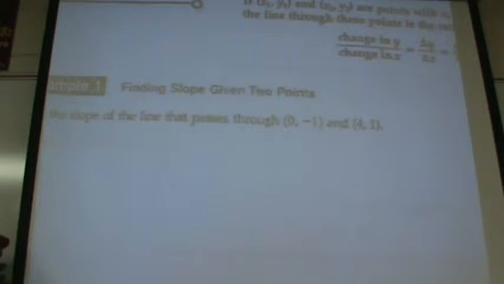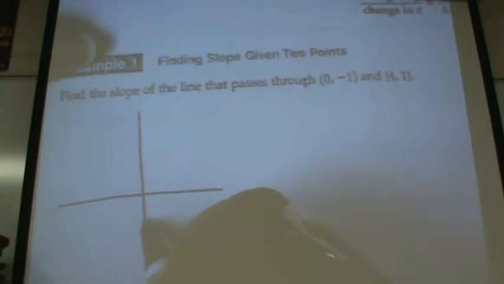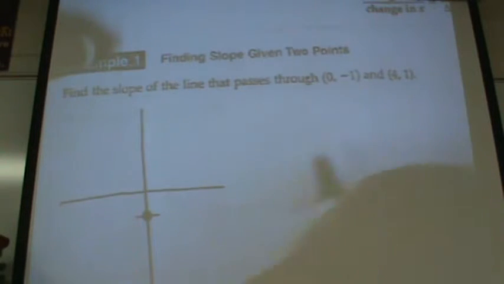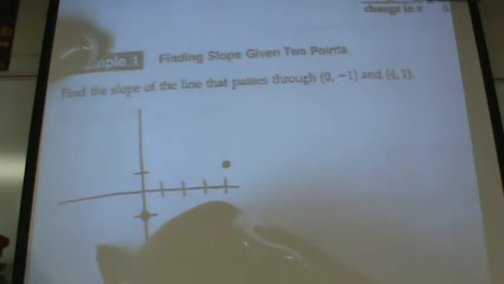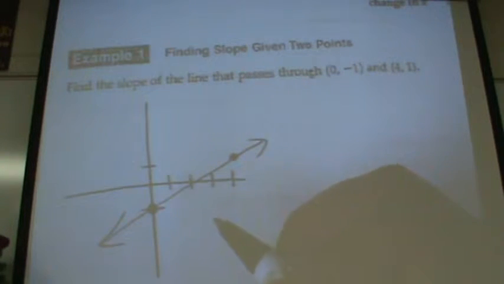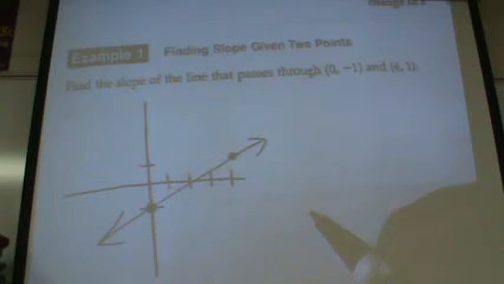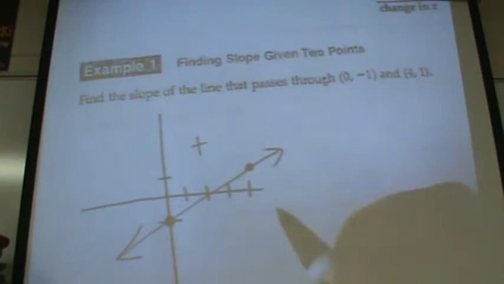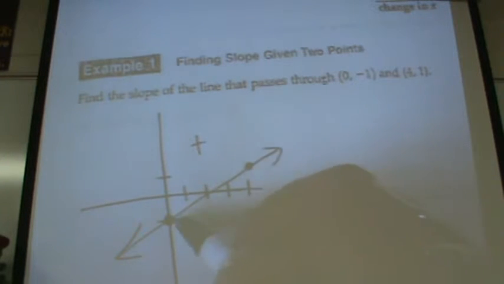If I gave you two ordered pairs and I said, okay, we have 0, negative 1, so let's graph, where is 0, negative 1? There it is. And where is 4, 1? 4, 1 is right here. If we were to connect these two, that's our line. I want to know what is the rate of change. How did I go from one point to the other? First of all, is it a positive slope or a negative? Positive. It's positive, okay?